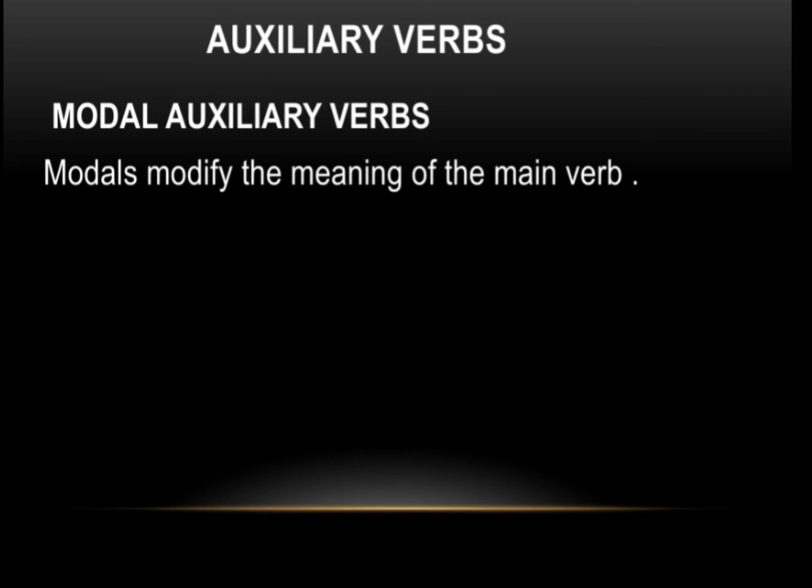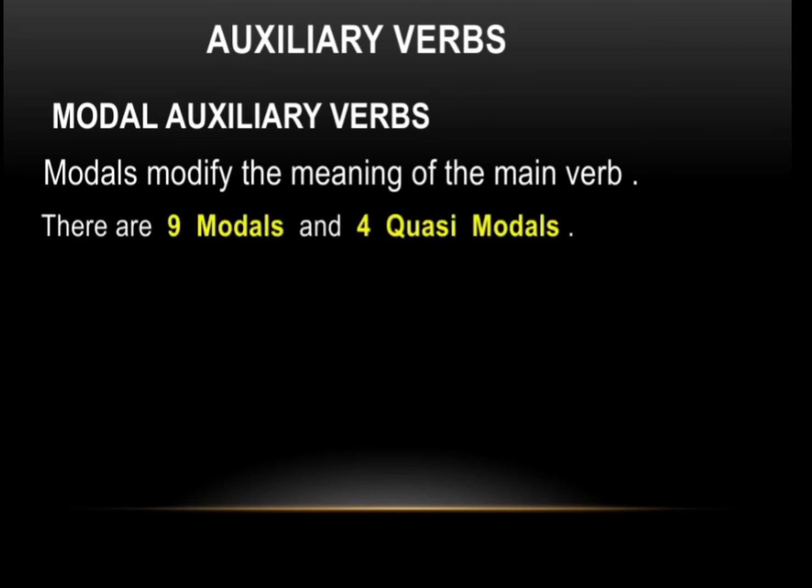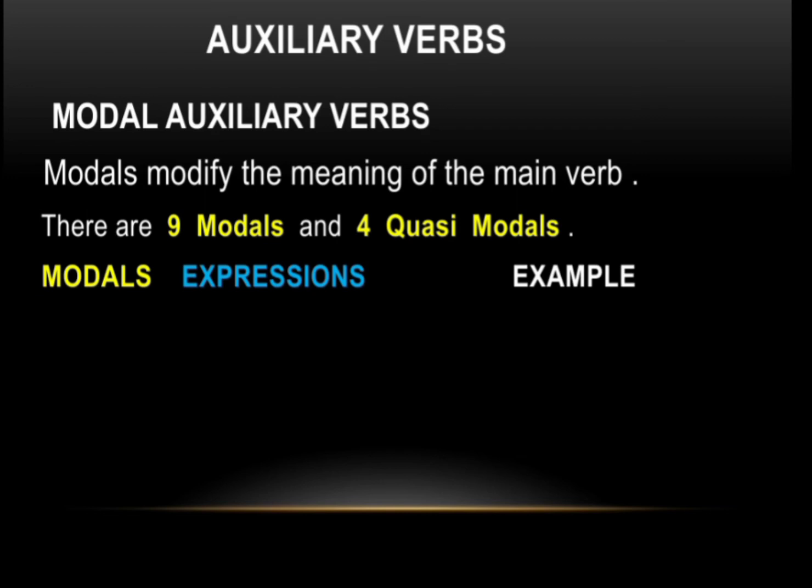Modals modify the meaning of the main verb. There are 9 modals and 4 quasi-modals. Let us see them one by one. The first one is can. Can denotes the ability. Example, he can cook food, so it denotes the ability here.